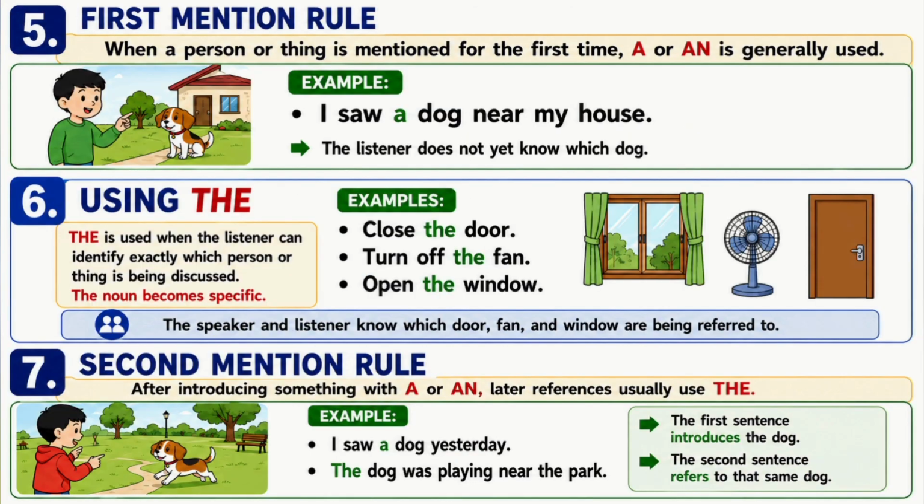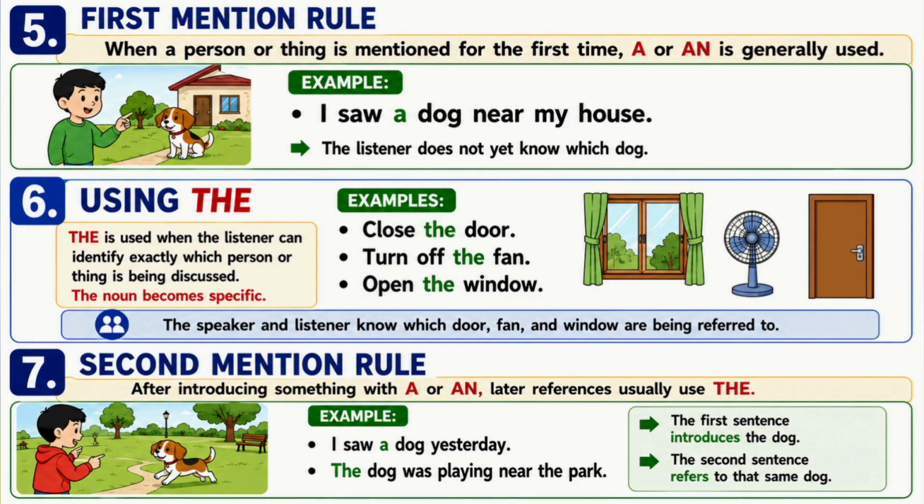Now let's learn the first mention rule. When a person or thing is mentioned for the first time, we generally use a or an. For example, I saw a dog near my house. Here, the listener does not yet know which dog I am talking about. So, we use a dog because it is being mentioned for the first time.